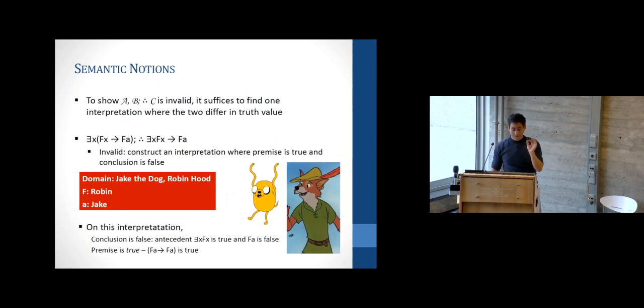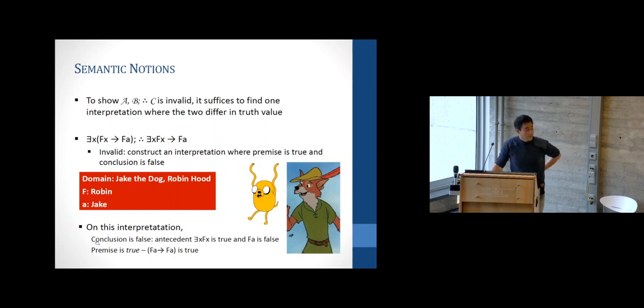Okay? I want to show you the last example, the most important one, for validity. This is something that some of you were confused about. Does this sentence entail this sentence? I'm going to show you that it's not. How? By constructing an interpretation where the premise is true and the conclusion is false. Let's say the domain is Jake the dog and Robin Hood, F only applies to Robin, and the name A refers to Jake. On this interpretation, the conclusion is false because the antecedent is true: there is someone who is an F, and Jake doesn't have the property of being an F, so this entire thing is false.